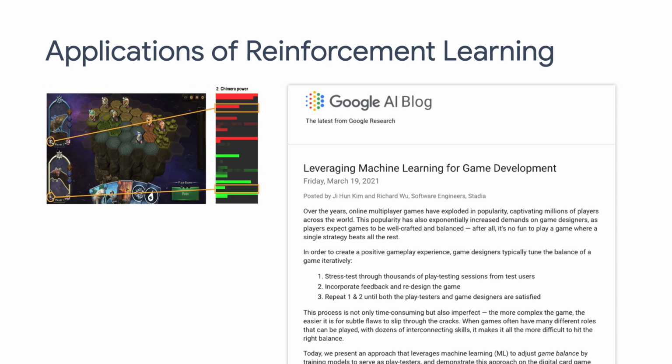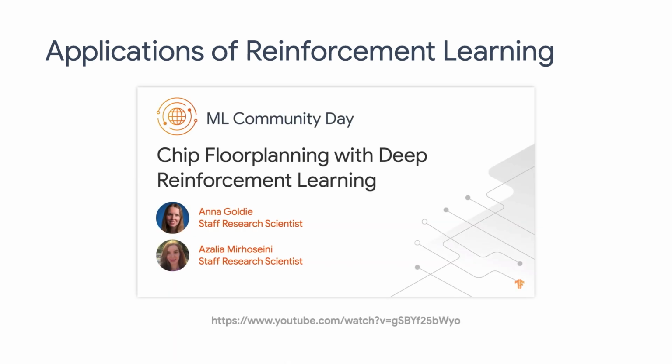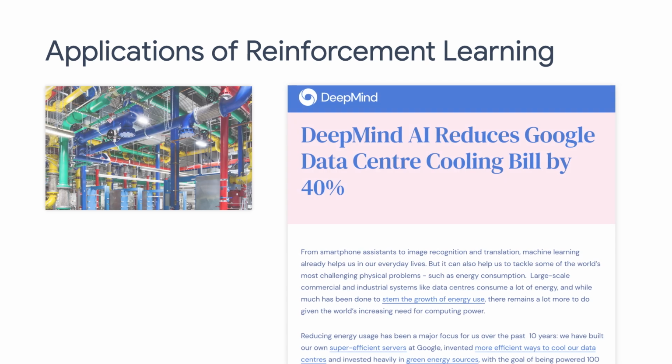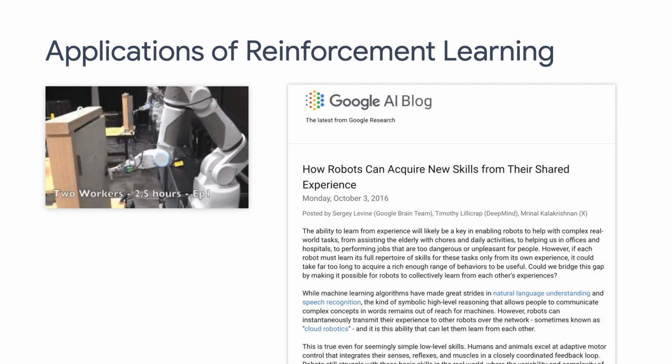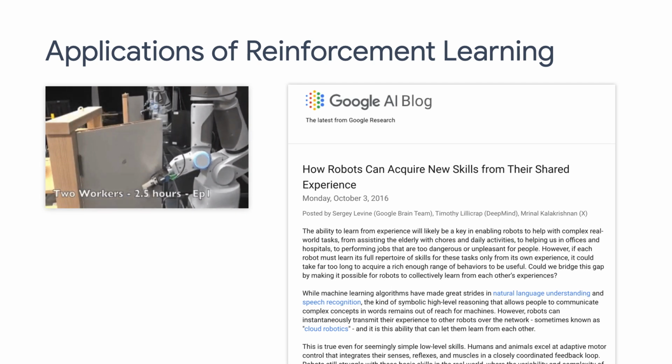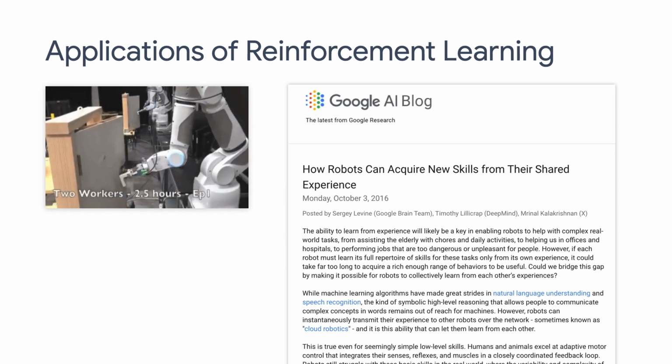In addition, the Google Stadia team uses reinforcement learning to test their game characters and adjust the game balance during their Chimera game development. Other than applications in games, the Google research team is using reinforcement learning to design chips with faster and better results. You can check out this video from our ML Community Day to learn more about this cool application. Reinforcement learning also helps Google save 40% in data center cooling bills and significantly reduce energy usage. Lastly, reinforcement learning has been widely used for robotics research at Google. Here's a cool demo of training a robot arm to open a door.